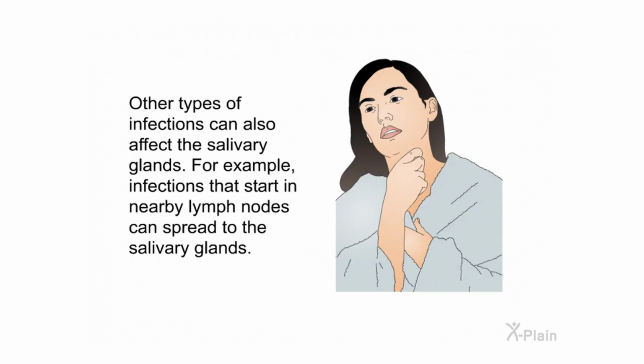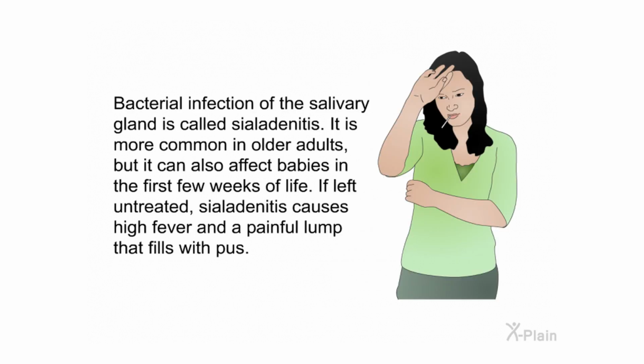Other types of infections can also affect the salivary glands. For example, infections that start in nearby lymph nodes can spread to the salivary glands. Bacterial infection of the salivary gland is called sialadenitis. It is more common in older adults, but it can also affect babies in the first few weeks of life. If left untreated, sialadenitis causes high fever and a painful lump that fills with pus.